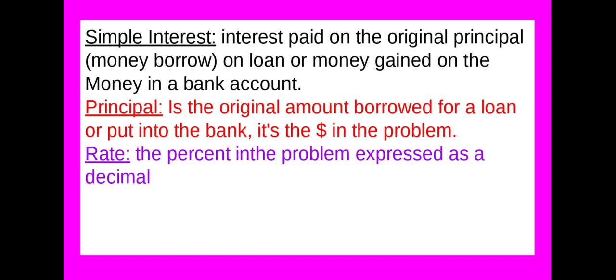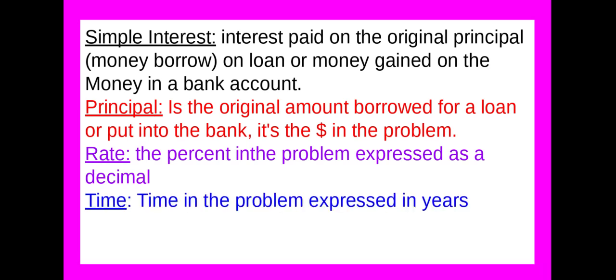Next, we're talking about rate. The rate is the percent in the problem expressed as a decimal. And finally, we talk about time, which is the time in the problem expressed in years. Sometimes it changes, so you have to really take note of that. Lastly, we use the formula I equals P times R times T. Simple interest equals principal times rate times time. Okay, so make sure you copy that down. Pause it if you need to.